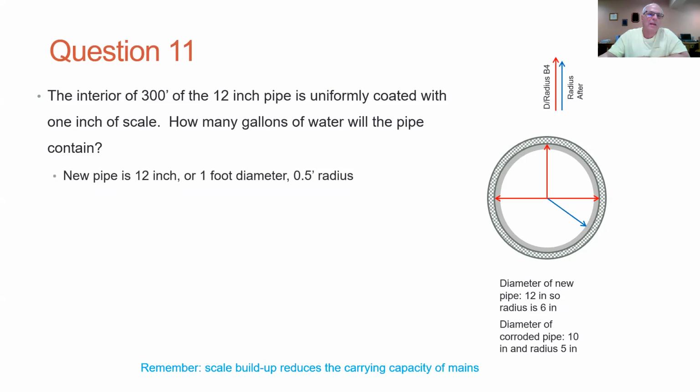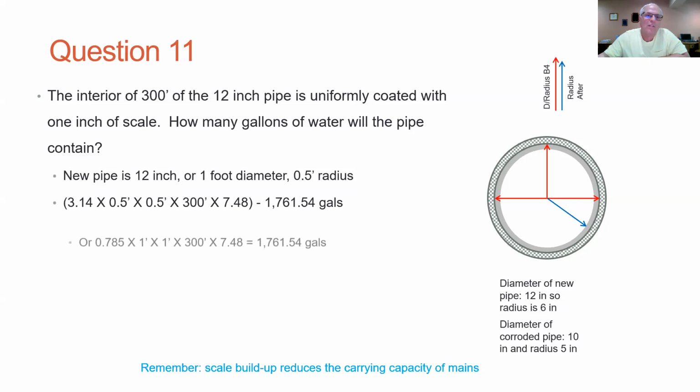So the new pipe was 12, and I'm going to do it an old-fashioned way, but you could just do one calculation. But I want to show you the difference in calculation between a brand new pipe and one that has 1 inch of scale. When I figure the gallons in a pipe with a 1 foot diameter, half-foot radius, 300 feet of that pipe, I'm going to multiply pi times 0.5 squared times 300 feet times 7.48 to convert it to gallons. I come up with about 1,761 gallons of water contained in 300 feet of 12-inch pipe.